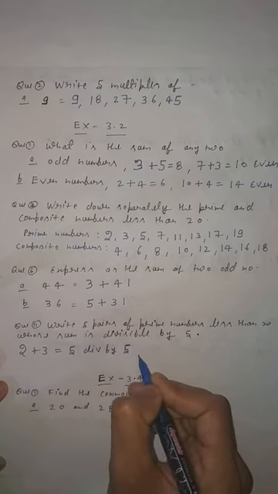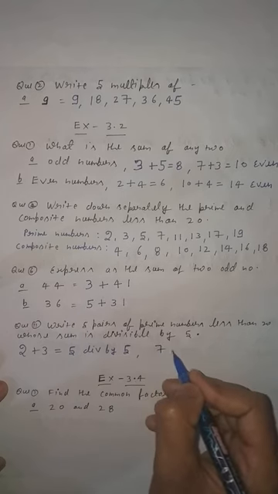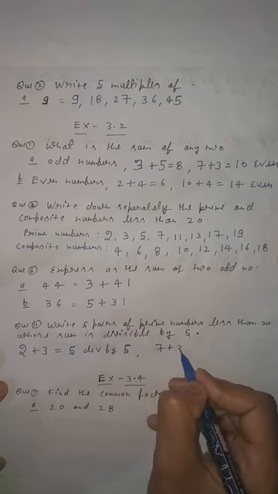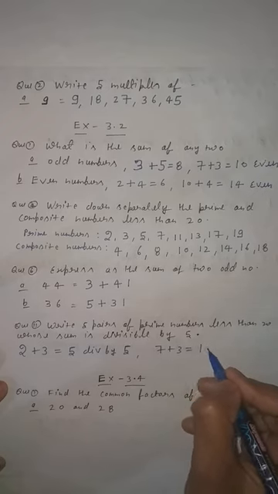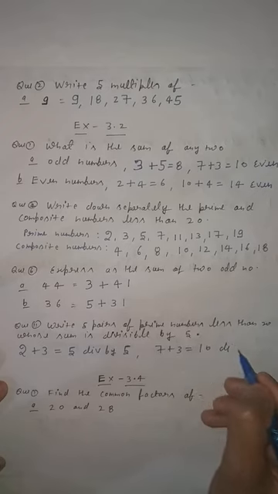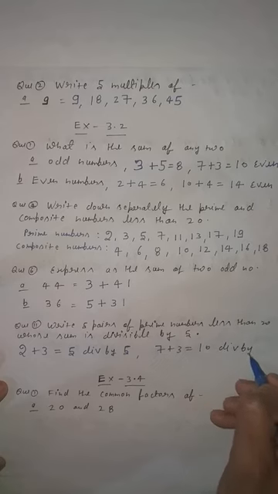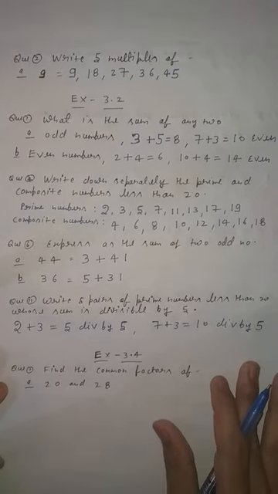Clear, students? Now next you can take what? 7 plus 3. The sum of 7 and 3 is 10, and which is divisible by 5. You have to find out 5 pairs. Here 2 pairs I have written. Next pairs you will find out yourself.